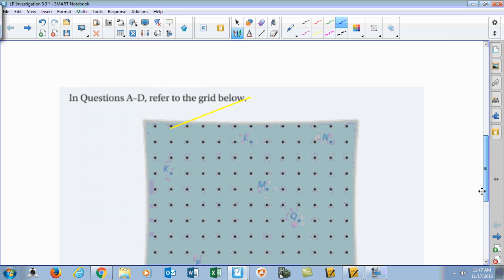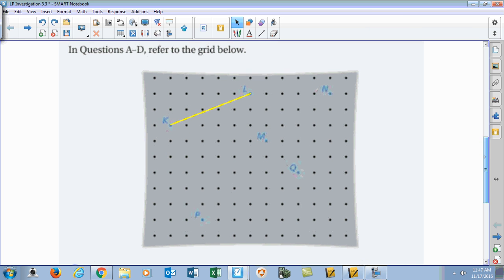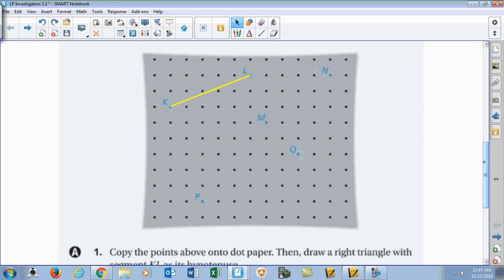All right, so here's your first task. All right, so here's our grid. Now the question below says for part A, copy the points above onto dot paper. Well, you don't have to copy them because they're already on your worksheet. So line KL is what we're looking for here. So that's why I got the yellow line on the dots K and L. So we're going to draw a right triangle with KL as its hypotenuse.